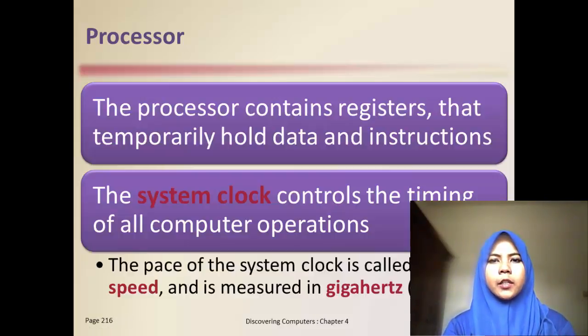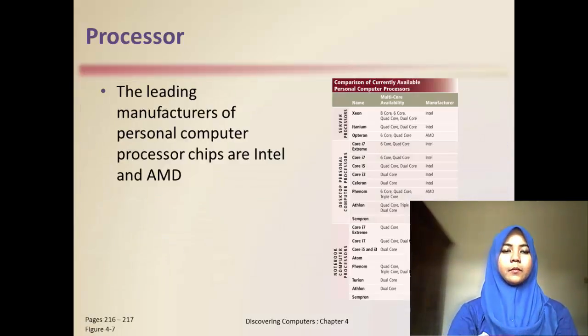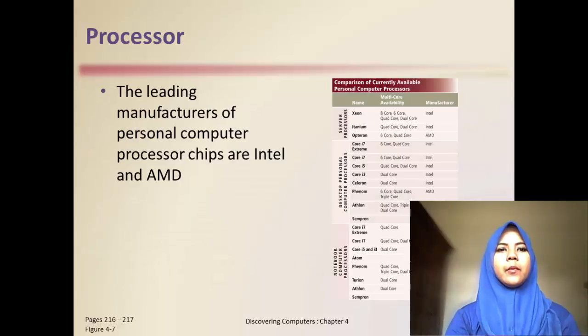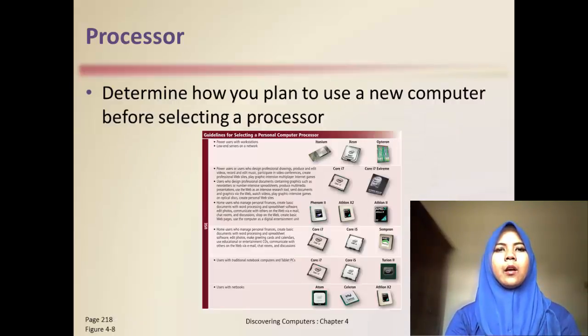The processor contains registers that temporarily hold data and instructions. The system clock controls the timing of all computer operations. The pace of the system clock is called the clock speed and is measured in gigahertz. The leading manufacturers of personal computer processor chips are Intel and AMD. Determine how you plan to use a new computer before selecting a processor.